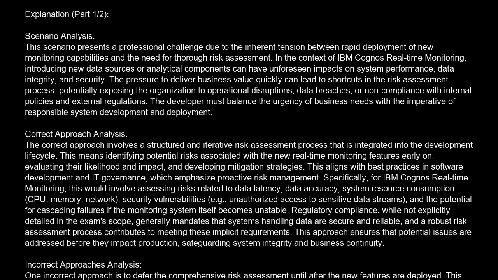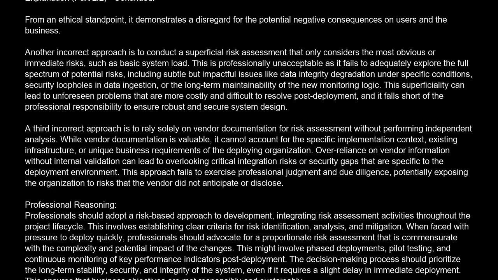Incorrect approaches analysis. One incorrect approach is to defer the comprehensive risk assessment until after the new features are deployed. This represents a significant regulatory and ethical failure because it prioritizes speed over safety and compliance. It violates the principle of due diligence, which requires proactive identification and mitigation of risks. Such a delay increases the likelihood of encountering critical issues in a live environment, potentially leading to data loss, service disruption, and reputational damage. From an ethical standpoint, it demonstrates a disregard for the potential negative consequences on users and the business.